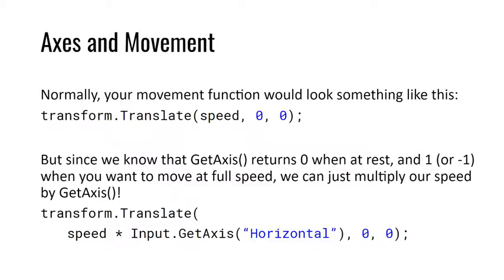If you're using get axis raw instead, then when you press a button or move the control stick, it'll just immediately start moving. It won't slowly start or stop.